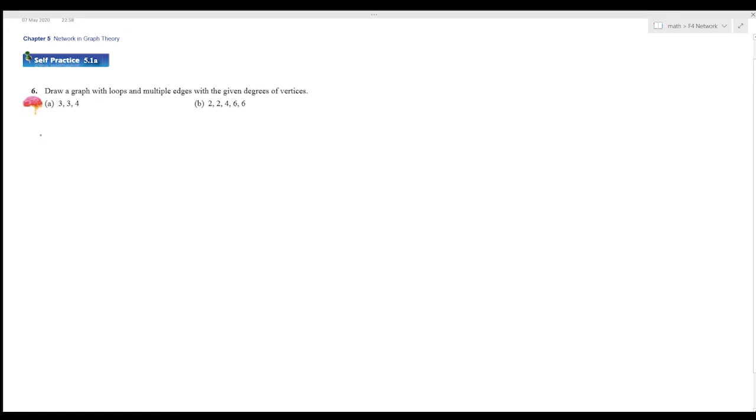Let's try question B again. So there are 5 vertices, A, B, C, D, E, and the corresponding degrees. We still assume the multiple edges in between vertex D and E, so the degree of D has to be minus 2, and the E also. The rest remain unchanged. There's a loop. Okay, this time we assume that there's a loop at vertex D and vertex E. So the degree of D is minus 2, and the degree of vertex E is minus 2 also.